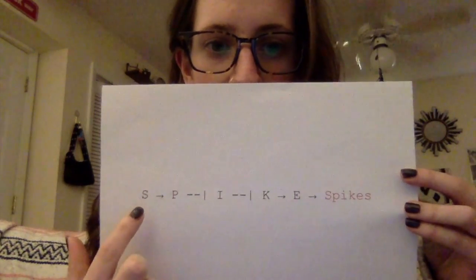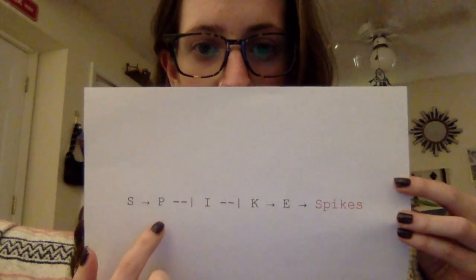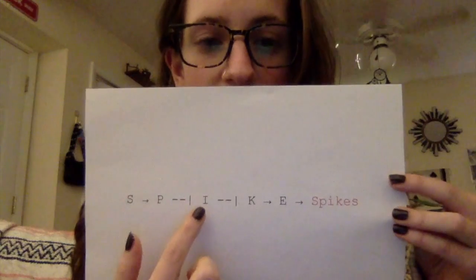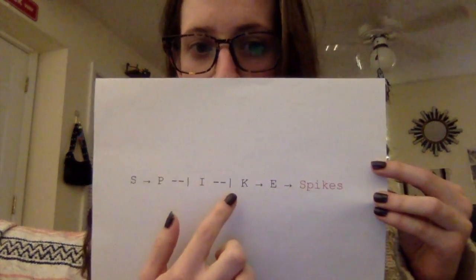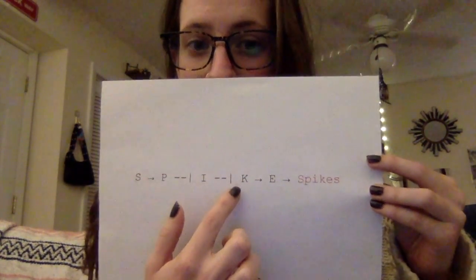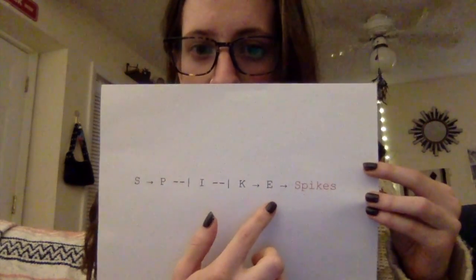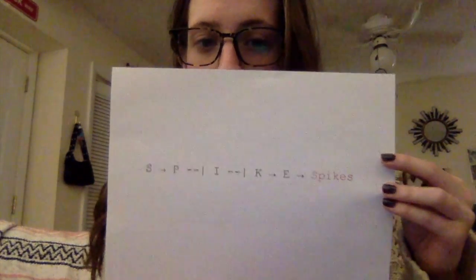So with S being mutated, P is not going to be promoted and I will not be repressed, which is going to let it actively promote K. But since K is also mutated, it can't promote E and spikes are not going to be formed.